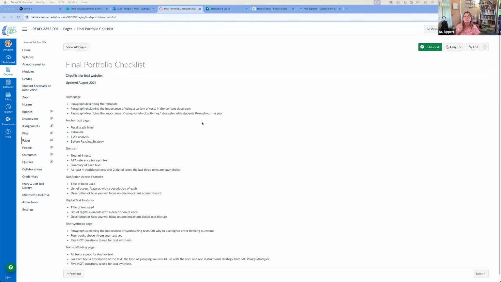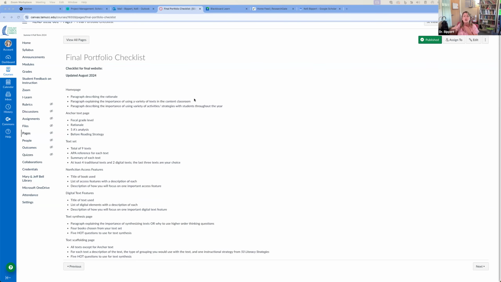But make sure you hit publish as often as possible. That way, when I go in to look at your web pages, I can see what I expect to see. And if I suspect you didn't hit publish, I'll contact you and ask you to go in and hit publish again, so I can see everything. So the portfolio checklist is there for you guys.